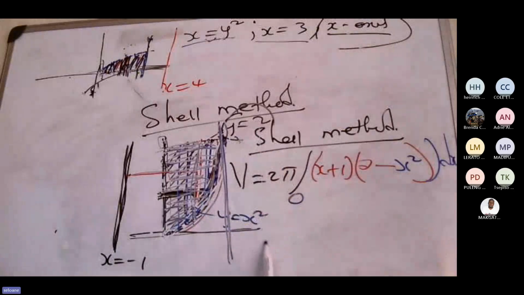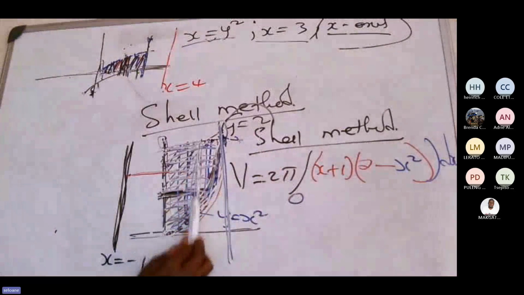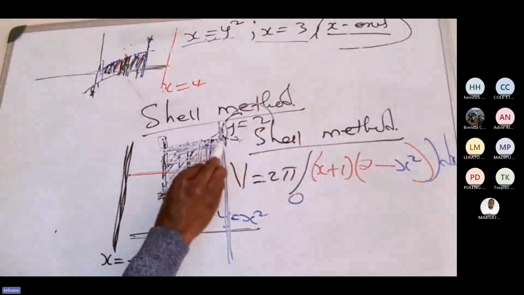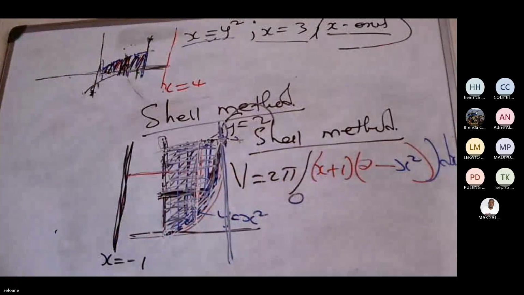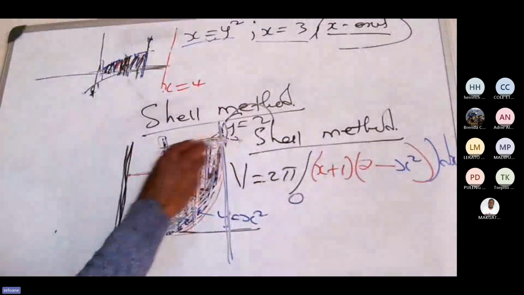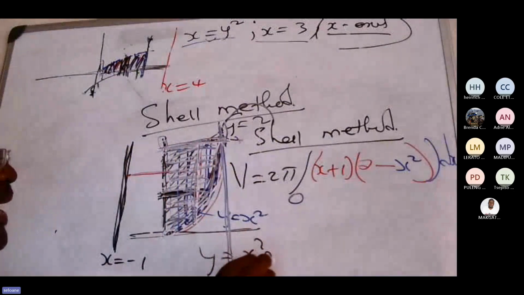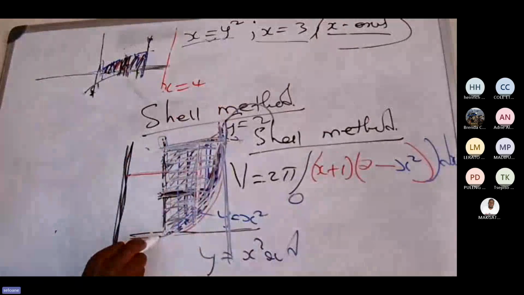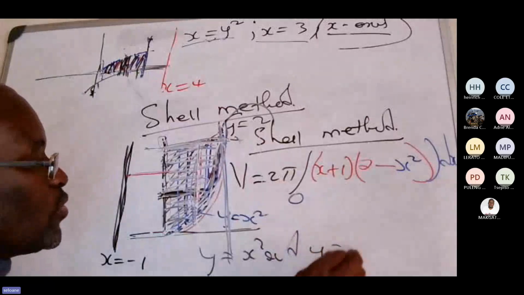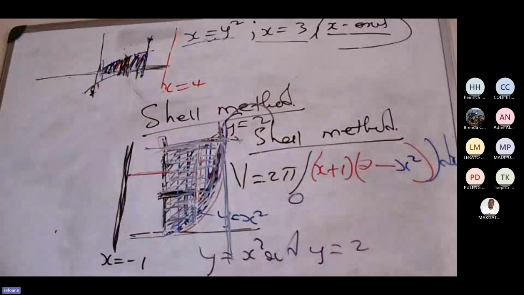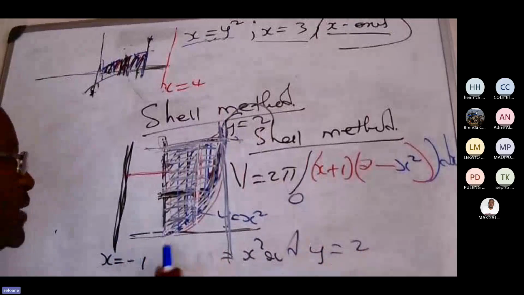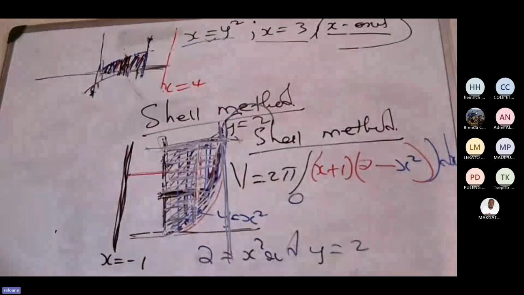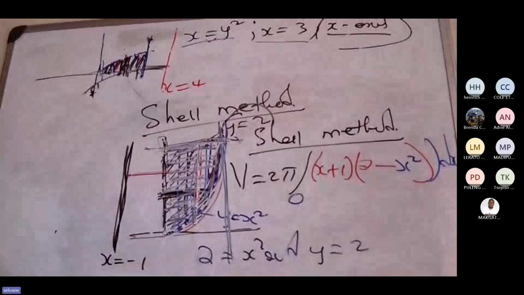You can't say the last x is here. No, be serious. The last x is this one. That is the point of intersection of y equal to x squared and y equal to 2. Then that is a simultaneous equation. We are looking for x. Y is 2, so you replace y by 2 and solve for x. It will give you plus or minus the square root of 2.